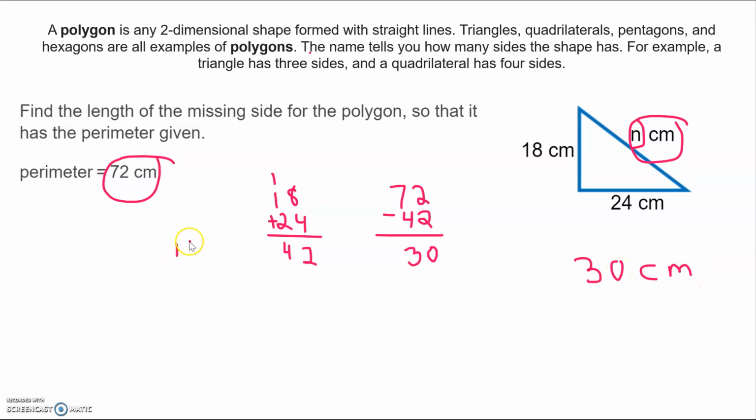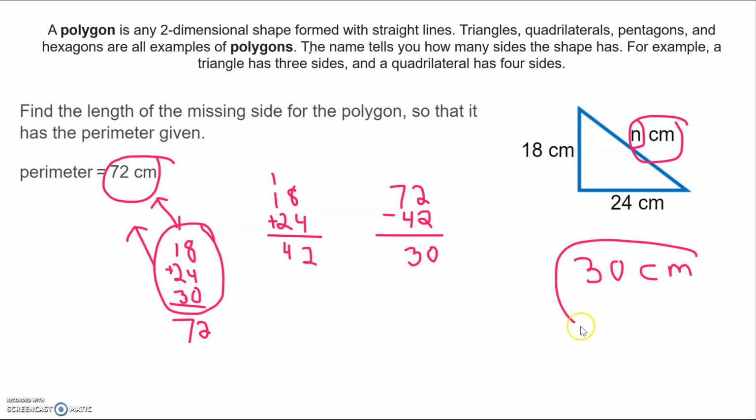So 18 plus 24 plus 30 should give us 72. So 8 plus 4 is 12. Regroup the 1. 3 plus 2 is 5. Plus 1 is 6. Plus 1 is 7. So all 3 sides, when we add them together, give us 72. So the missing side is 30 centimeters.